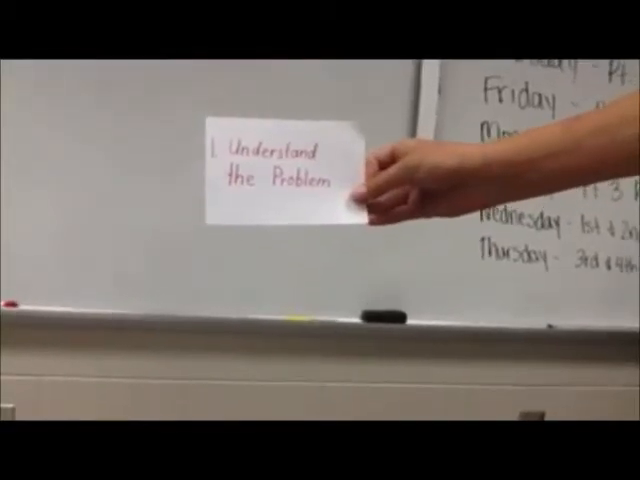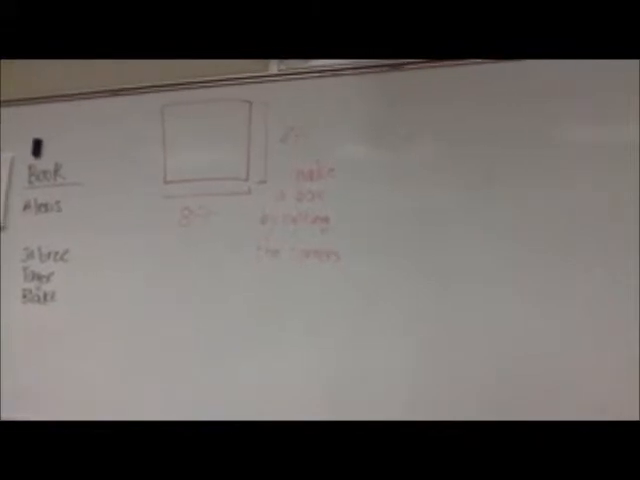Number 1, understand the problem. Let's pretend you are given a cardboard square in which you have to cut each corner off so that you can fold it into a box. This open-faced box should have the most volume possible. Find the dimensions of this box.